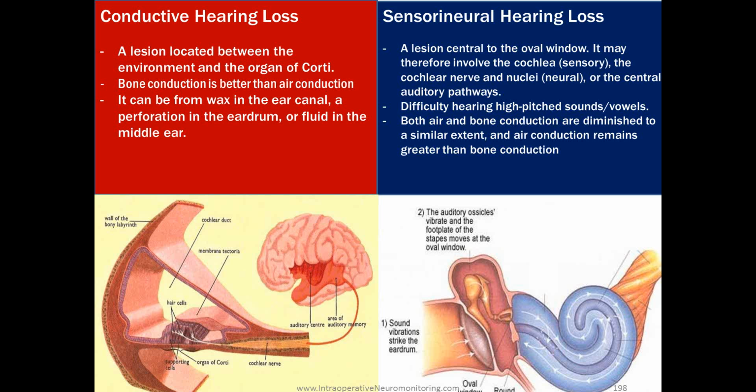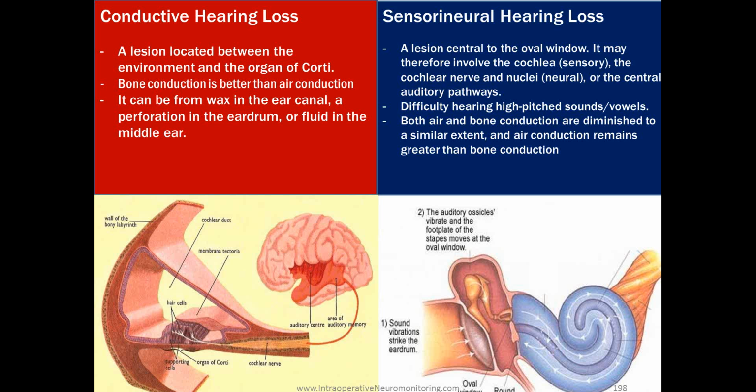So a way to tell if you have a conductive hearing loss versus the other one, the sensorineural loss, is if you take your index finger and stick it in your left ear and then start to hum, it will be louder on the ear that is covered versus the ear that is not. This is similar to having wax in the ear or a perforated eardrum.